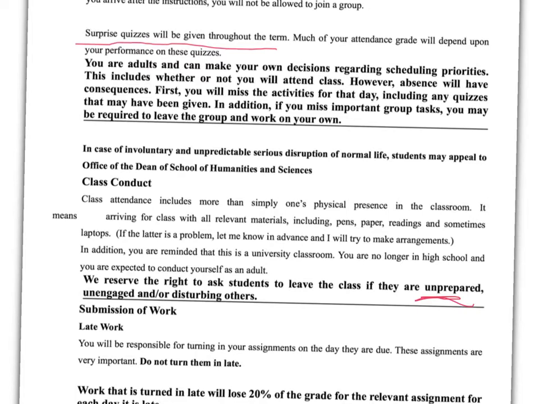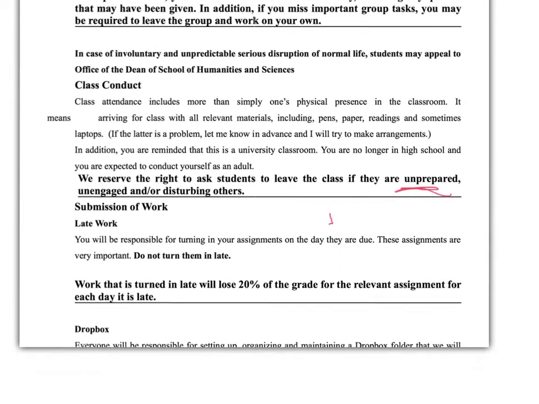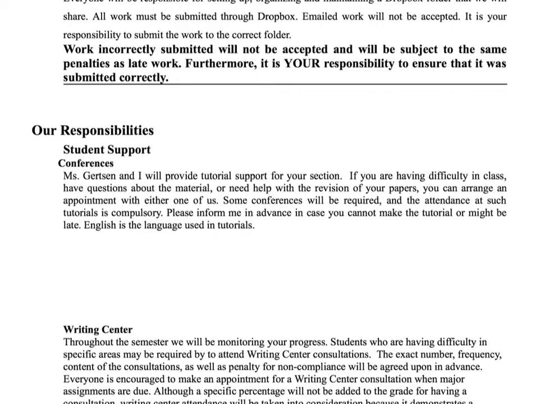Late work is always an issue, and so there will be a 20% penalty for every day the work is late. We're going to be using Dropbox. I don't know if you're familiar with it. Most of you probably are. If you aren't, there are plenty of people in class who know what to do. And I will be creating Dropbox folders for you over this weekend.